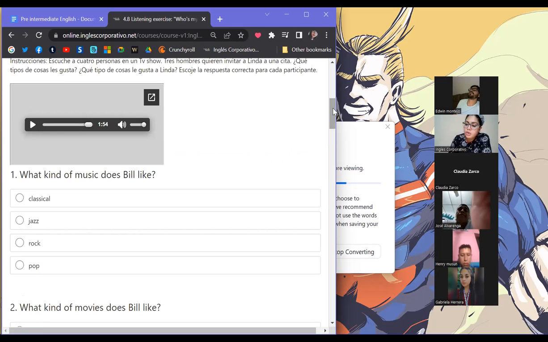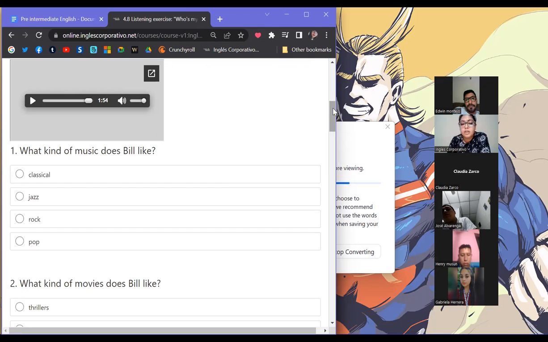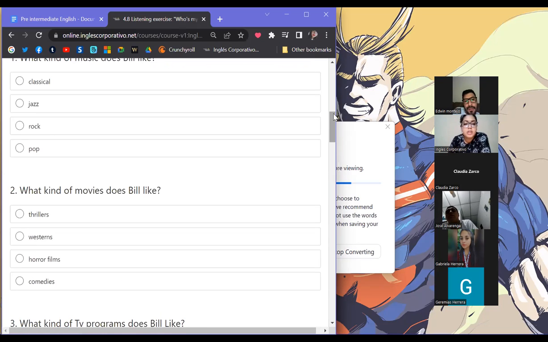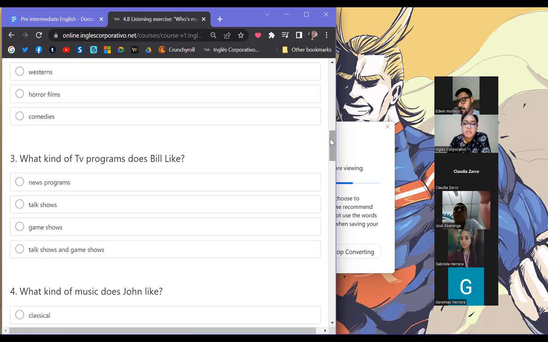For the first one, what kind of music does Bill like? We have classical, jazz, rock, and pop. What is the best option for Bill? Classical. Classical, that's good. What kind of movies does Bill like? We have thrillers, westerns, horror films, and comedies. Thrillers. Thrillers, good. Then, what kind of TV programs does Bill like? We have news programs, talk shows, game shows, and talk shows and game shows. News programs. Good.